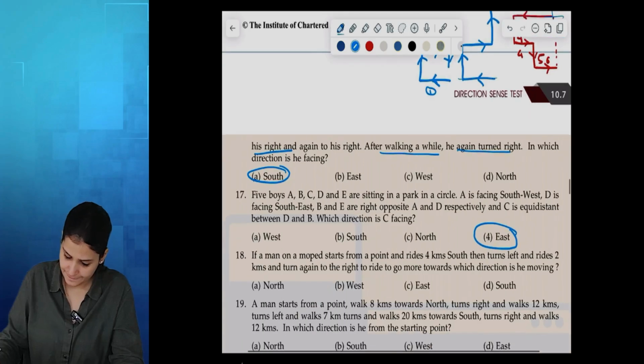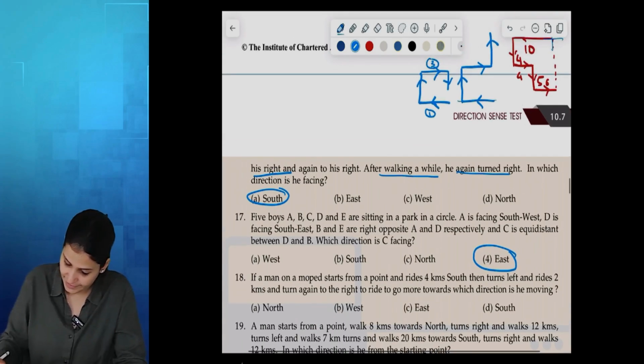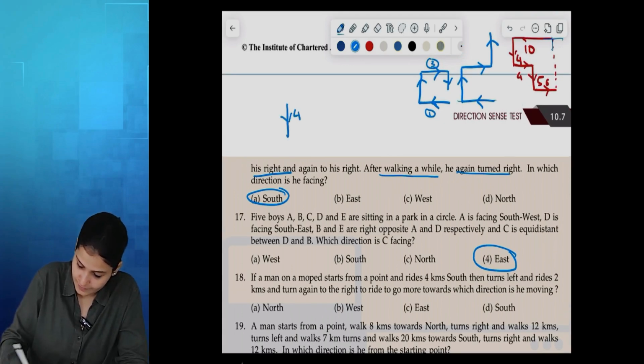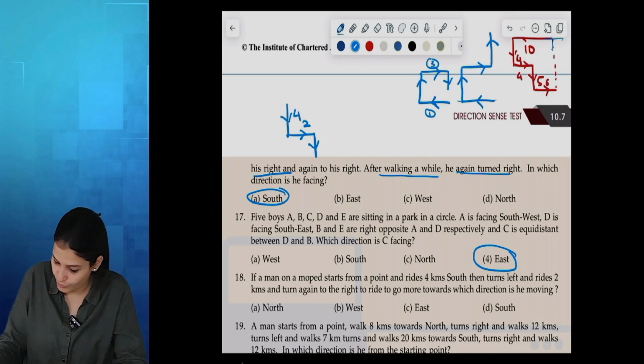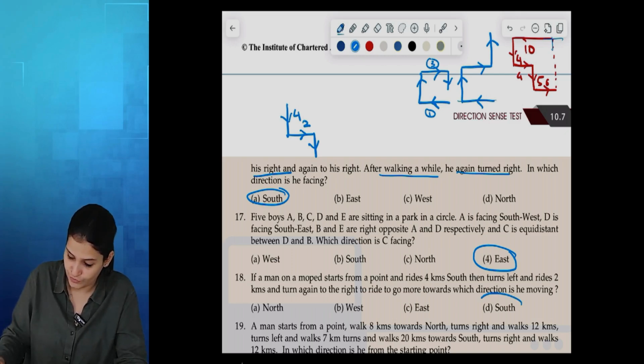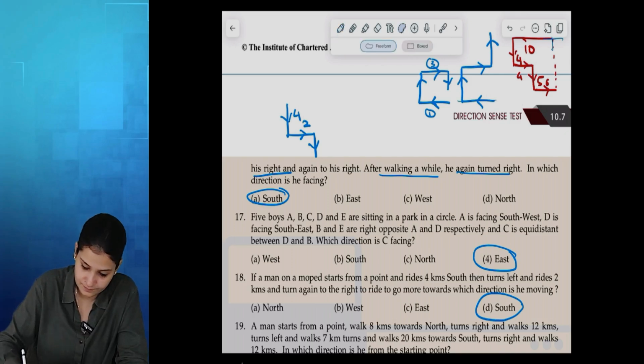Next. South, ma'am. 18. If a man on a moped starts from a point and rides 4 kilometers south, then turns left and rides 2 kilometers, then again turns right to ride, towards which direction is he now moving? South. He is moving downwards. Done?